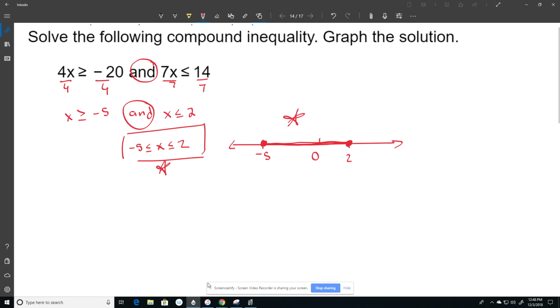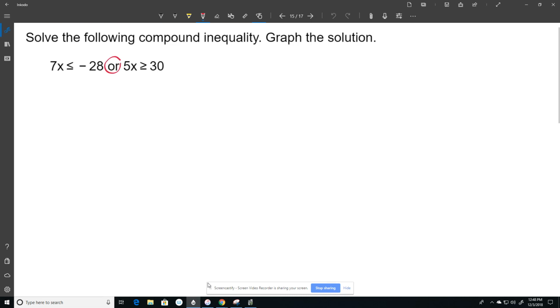Because on number 15, there's a different word, the word or. In this case, you divide by 7 on both sides, so x is less than or equal to -4. Or when I divide this by 5, x is greater than or equal to 6. The word or doesn't let me connect these into one inequality. This right here is my answer: x is less than or equal to -4, or x is greater than or equal to 6.